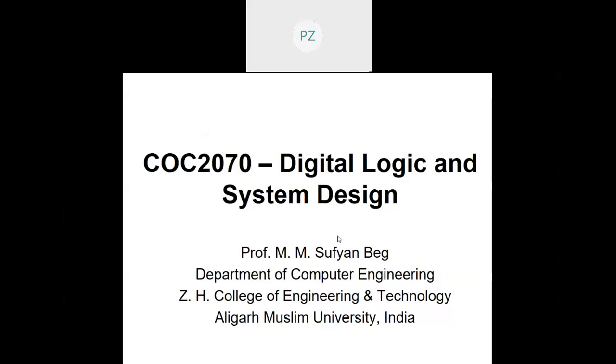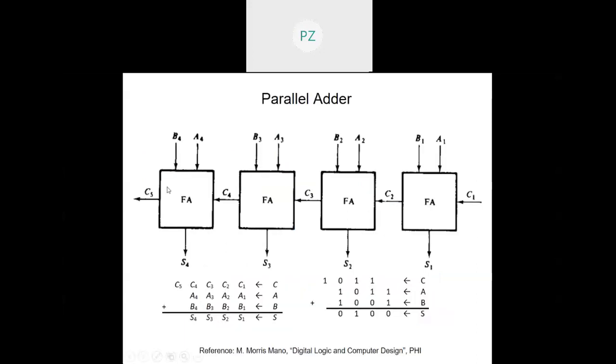In the previous lecture, we have seen half adder, full adder, half subtractor, and full subtractor, and this was the last slide that we saw, which talks about a parallel adder. It works in just the same way as we carry out binary addition.